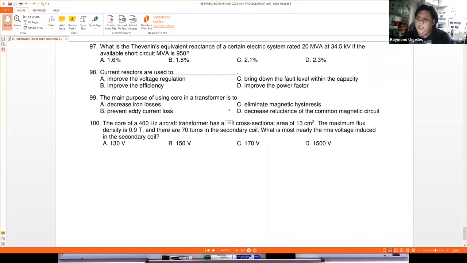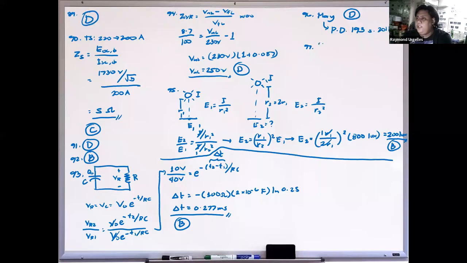So again, this is the percent reactance. This is S base over S_F, then multiply this by 100. So this will be 20 megavolt ampere divided by 950 megavolt ampere. Multiply this by 100, so you will get 2.1%. So this is the percent reactance. This is letter C.